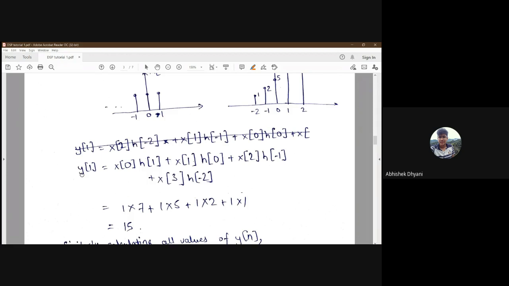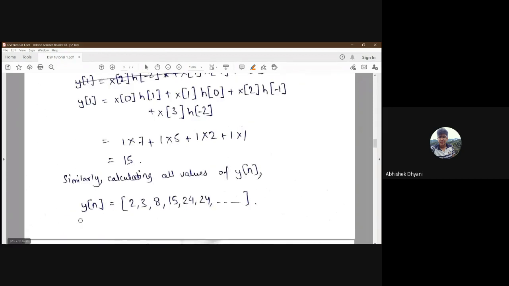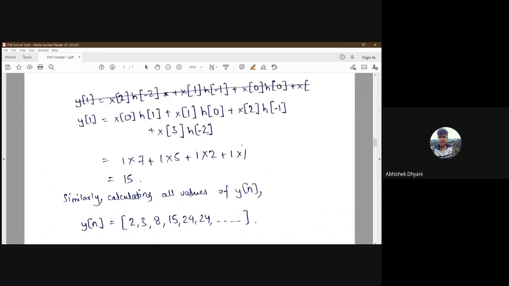Similarly, we can calculate y for different values of n, and we will get this signal as the output. So this is how the convolution takes place for discrete time signals.